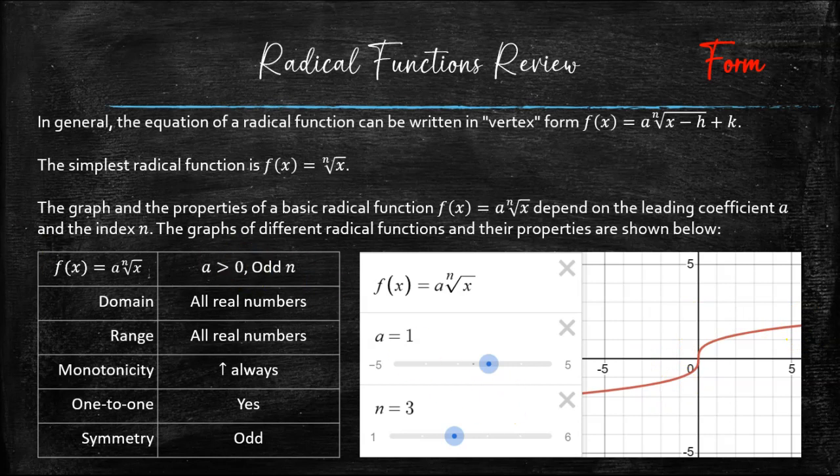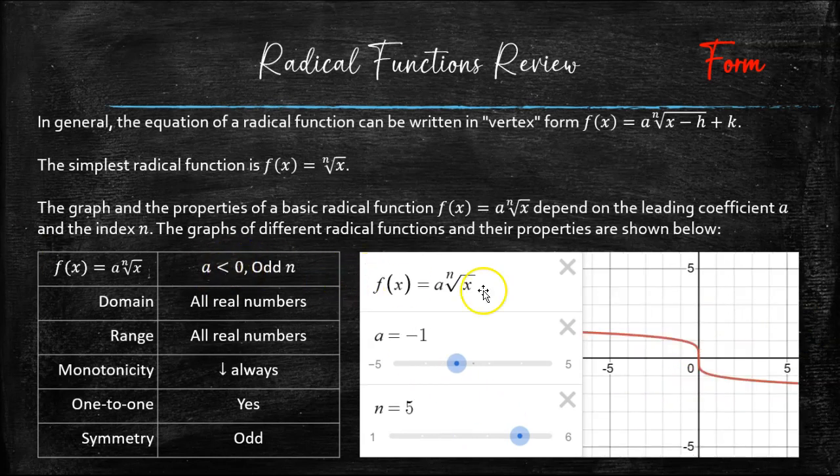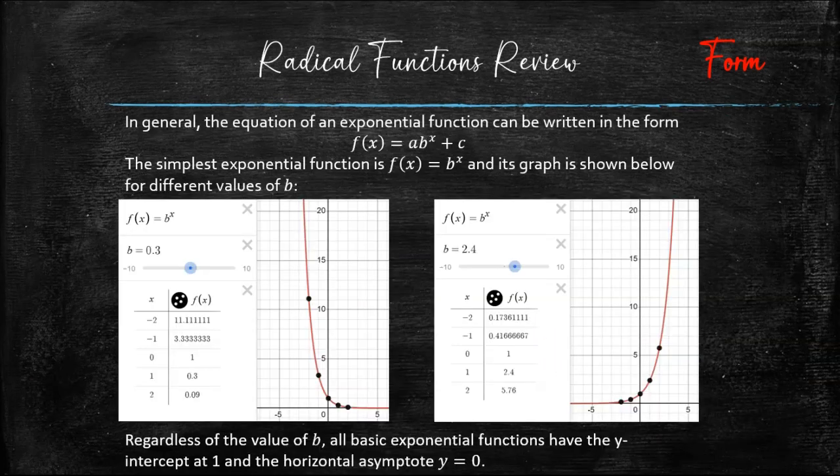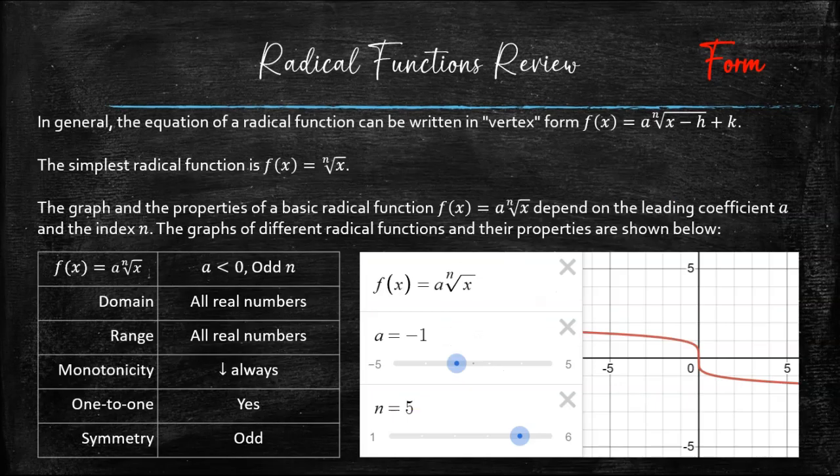Now, the other combinations are a is negative, n is odd. So it looks like this. And the last one is when you have, what is this one? I think I'm missing one here. The other one will be when you have a negative a and even n, then the graph starts here and goes to the bottom right quadrant.